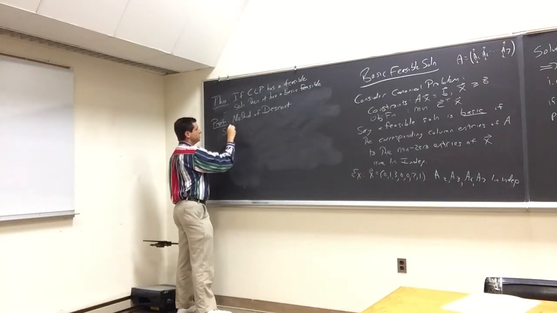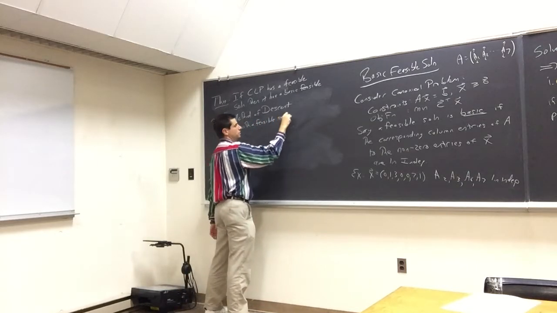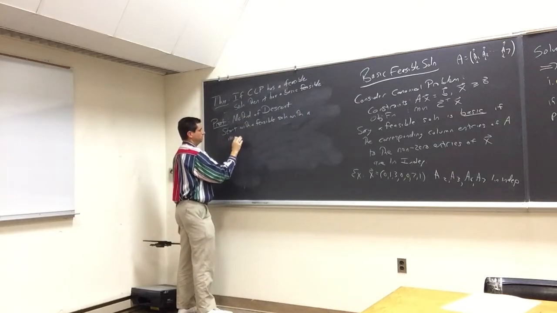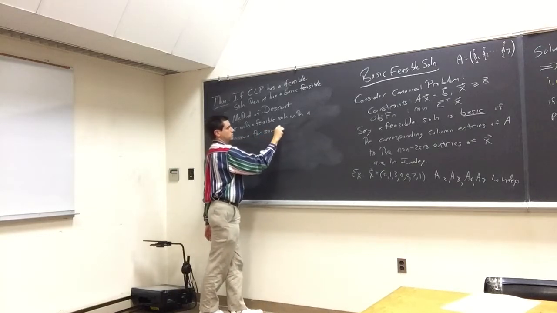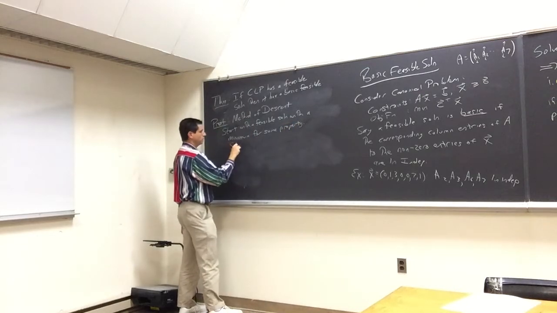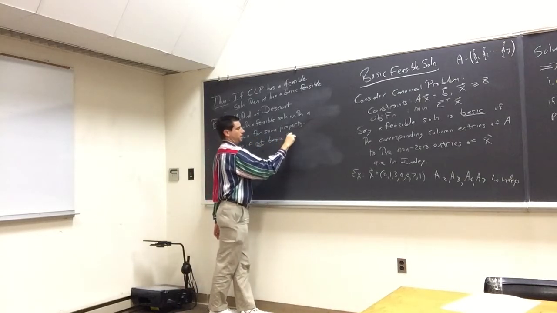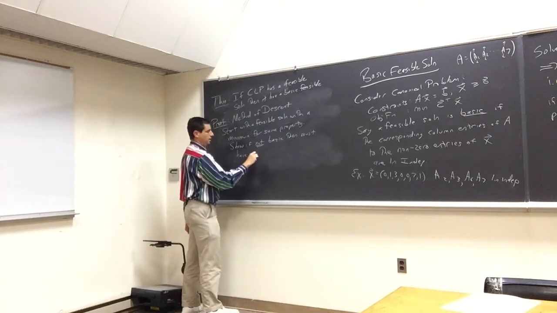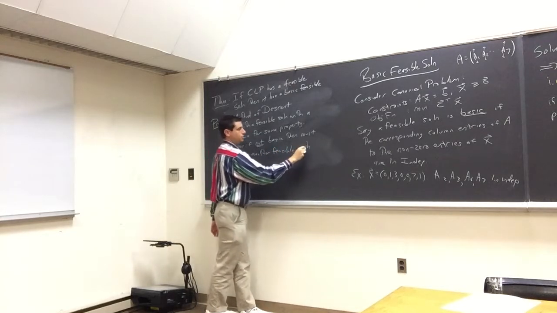So start with a feasible solution with a minimum for some property. And then we'll show if it's not basic, then we must have another feasible solution with a smaller value.